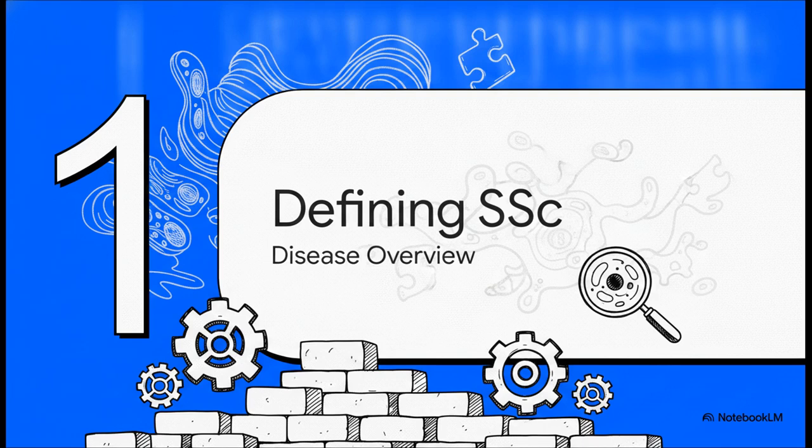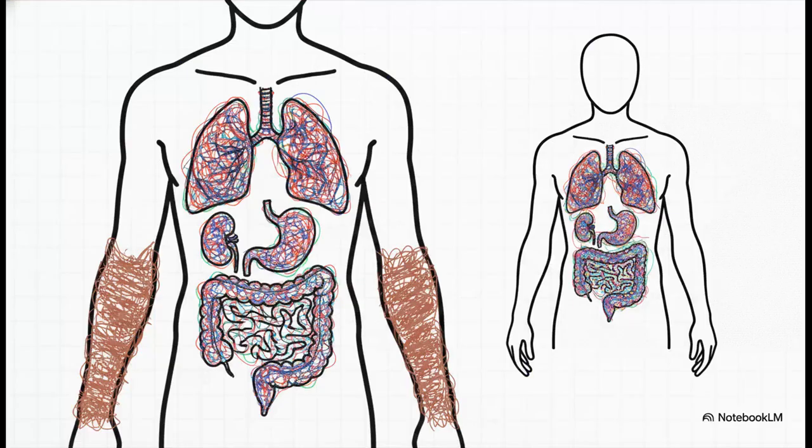Section 1. Defining systemic sclerosis. So what exactly are we dealing with here? Well, systemic sclerosis, or SSc for short, is a complex autoimmune disease. The absolute distinguishing hallmark, the thing you'll almost always see, is scleroderma, and that literally translates to thickened, indurated skin.